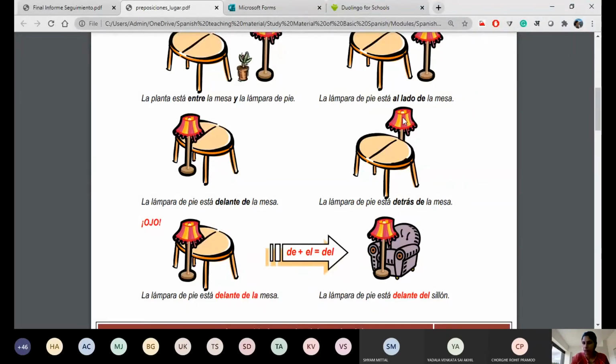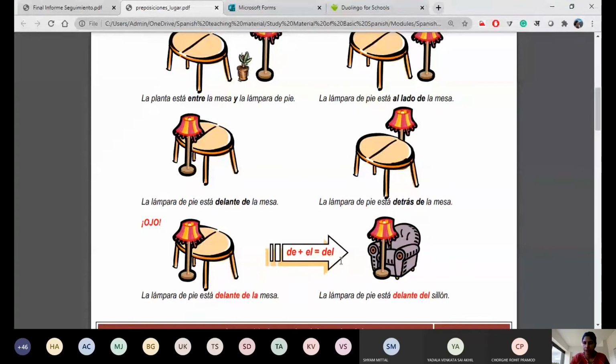But sometimes you will find a structure like this, de plus el. So in place of this, detrás de, and then plus el, and then something else. For example, sillón. This sofa is called sillón, el sillón. If you are finding anything masculine here, detrás de el sillón. Like one example, the lamp is behind the sofa. So la lámpara de pie está detrás de, and then el sillón. ¿Vale? So if something masculine is there, what happens is that de plus el becomes del.